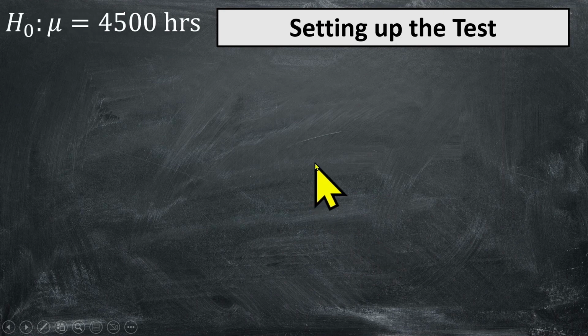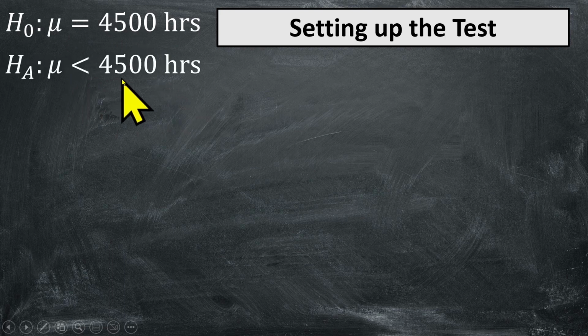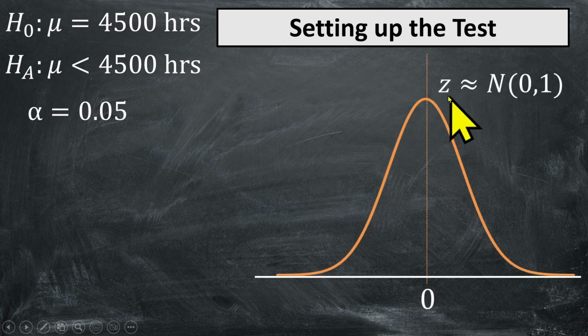So first, we need to recognize that our null hypothesis is that the mean lifetime for the batteries that were manufactured in the month of December is equal to what the engineers claim, 4,500 hours. The alternative that we're testing is that it's less than 4,500 hours. And we're testing at the 5% level of significance. So we can draw a picture of the distribution for our test statistic. It's a standard normal distribution. Looks something like this. Now, all we need to set up the test is to determine what the critical value is for our test.